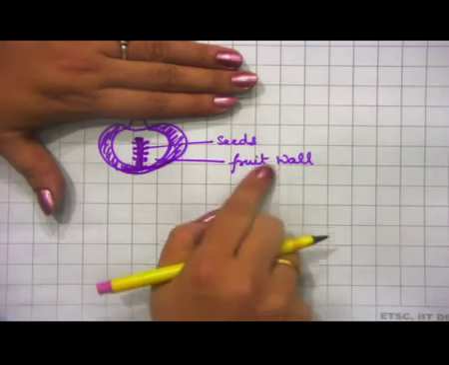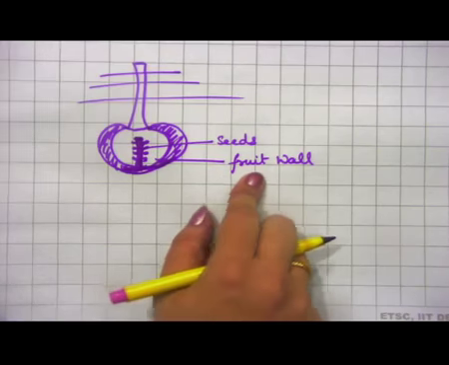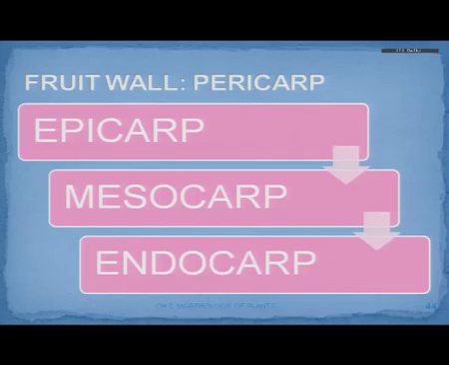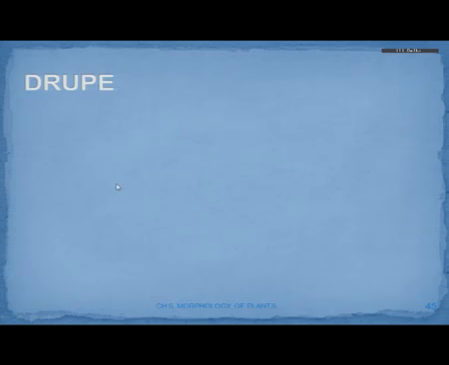Now this fruit wall can be fleshy. This fruit wall is known as pericarp. It can be dry or it can be fleshy. When it is fleshy, it is divided into three portions: epicarp, mesocarp and the endocarp, starting from the most exterior layer, epicarp. Then below it is the mesocarp and last one to come up is the endocarp.